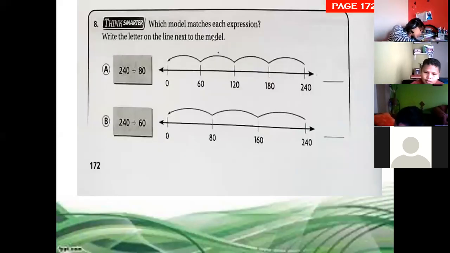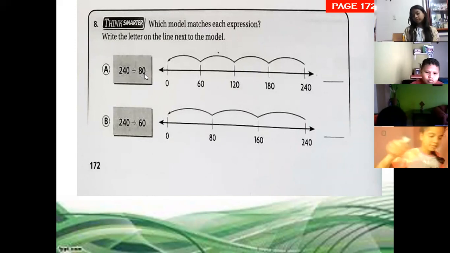Which model matches each expression? Write the letter on the line next to the model. This is division. 240 divided by 80.